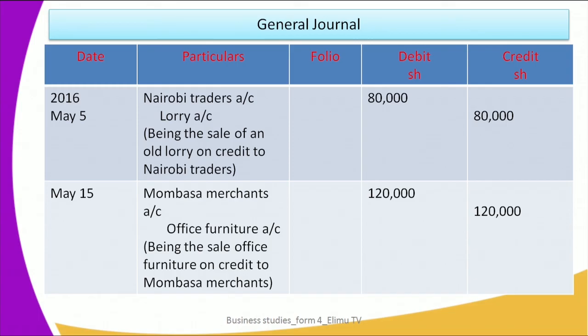The other thing you're supposed to notice is that the account to be credited is slightly indented inwards for distinction purposes. As you can see, Nairobi traders and the lorry account are not along the same line. The lorry account, which is supposed to be credited, is indented inwards. Also, the narration given after every transaction is written in the particulars column since it is part of the details. Kindly note that. So that is how we prepare the journal, and we have prepared for this particular transaction, that is the sale of a fixed asset on credit.